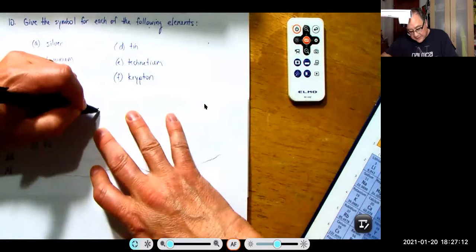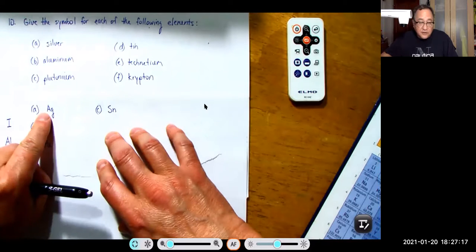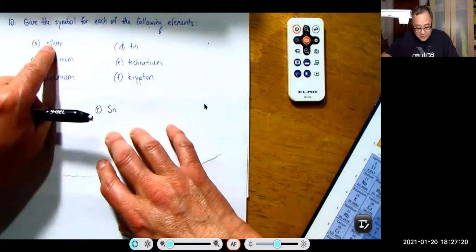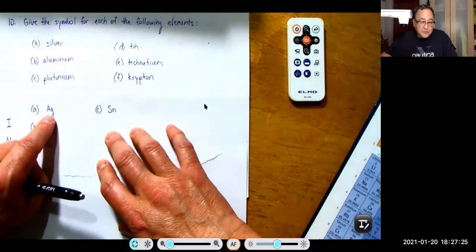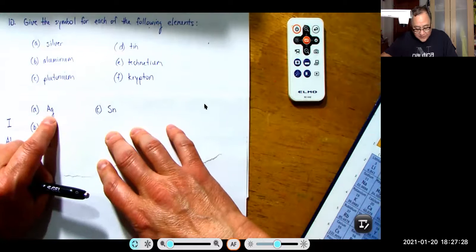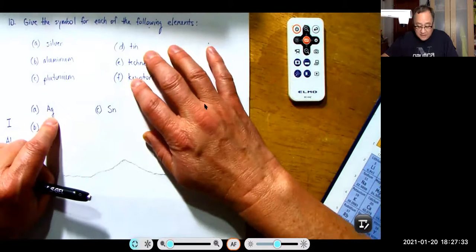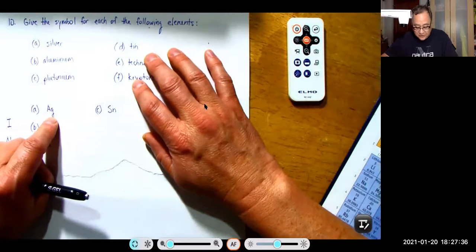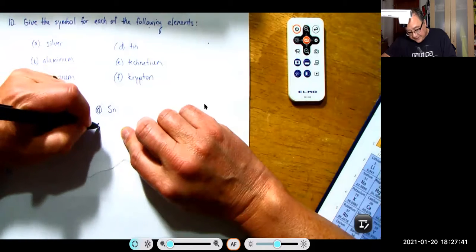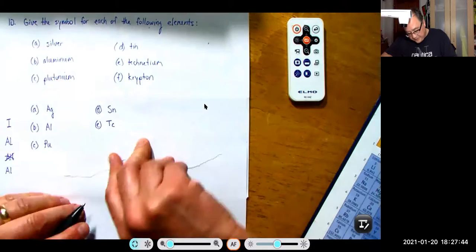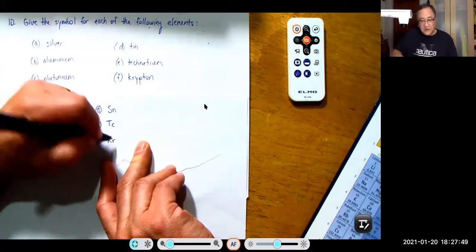All right, plutonium, Pu. Tin is actually Sn. Just like silver has a symbol different from its name, there's no A in silver and there's no G in silver. It's because the Greek name for silver starts with an Ag. For tin, the Greek name is stannous or stannic, so that's why we get the Sn. Technetium is Tc, and krypton is K lowercase r.